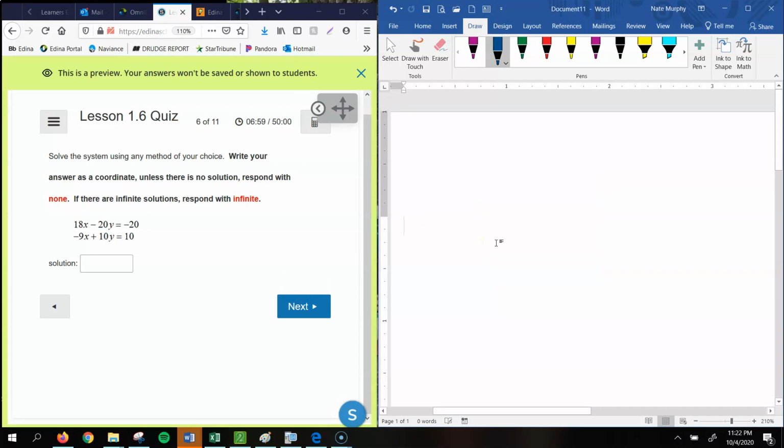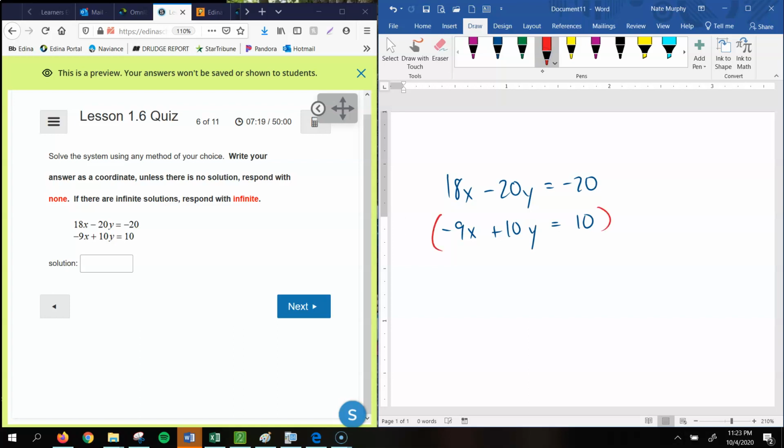All right, so for this one, I'm going to do this work over here on the right, again on my little scratch paper. For the first equation, we have 18x minus 20y equals -20, and for the second, we have -9x plus 10y equals 10. I want to get rid of the x's because I see that this is a +18 and I have a -9. So if I just multiply by 2, I would end up with a -18x. So first I'm going to rewrite that first equation.